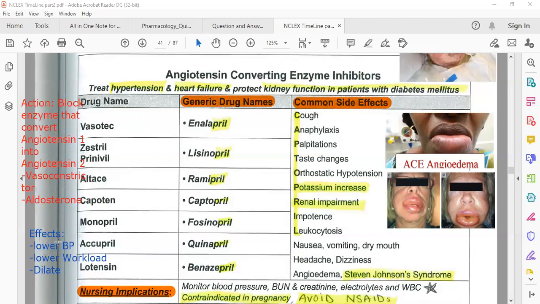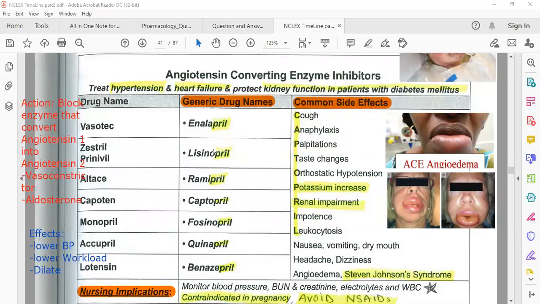So what are the effects of angiotensin inhibitors on the body or heart? They lower the blood pressure and they lower the workload of the heart. Vessels like arteries or veins will be dilated, and it helps our kidneys to excrete sodium and water.